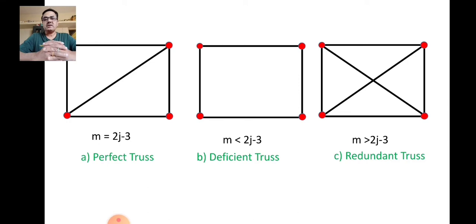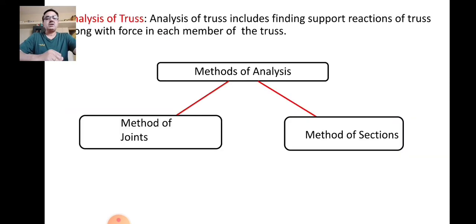The term redundant means in excess. So in the third truss, shown in the figure to the extreme right, there are 6 members, which are more than the requirement. Actually the requirement is 2j minus 3, but here the number of members is greater than 2j minus 3. So here one member is in excess, and hence the truss is redundant. While in the middle figure, the number of members is less than 2j minus 3, so this is a deficient truss or imperfect truss. So this is the classification of a truss.